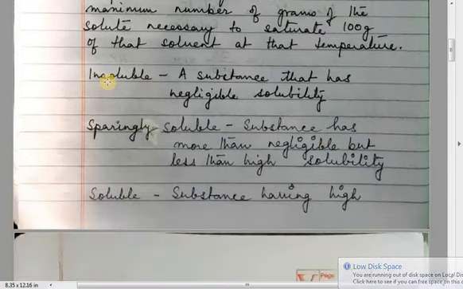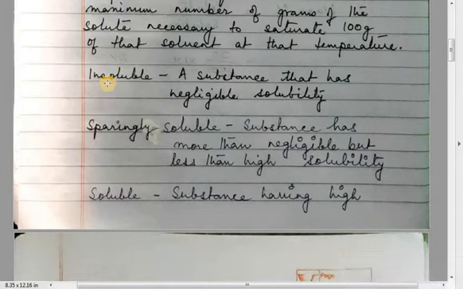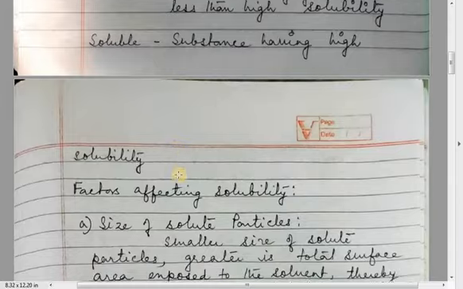Now, what is an insoluble substance? A substance that has very negligible solubility is called insoluble. Example, silver chloride. It has 0.000015 gram as its solubility. On the other hand, there are some sparingly soluble substances which have more than negligible but less than high solubility, like calcium hydroxide, which has solubility 0.17 gram. And a soluble substance like sodium chloride has high solubility. So this is called highly soluble.